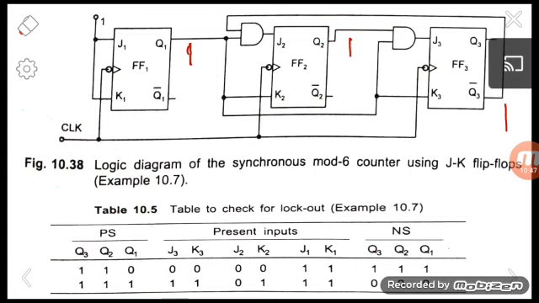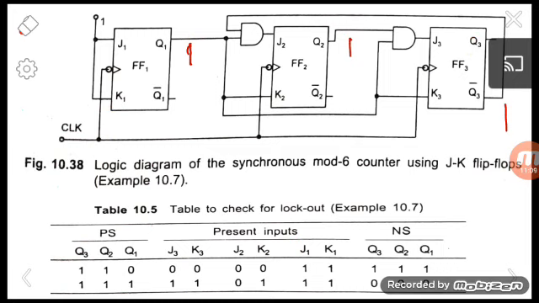J3 will be 1. Okay, so 1 1. The output of the AND gate will be 1. So J3 will be 1, and also we know that K3 is the same as our Q1. So K3 will be 1. So these are the present inputs. Based on these present inputs, we have to find the next output after the next clock pulse, what should be the output of the flip flop?